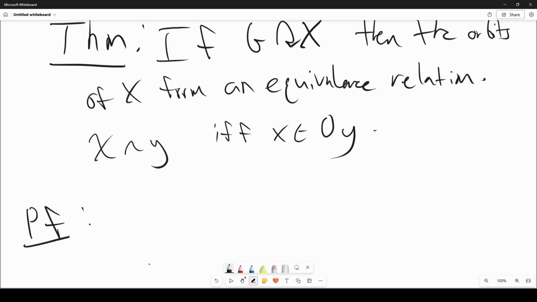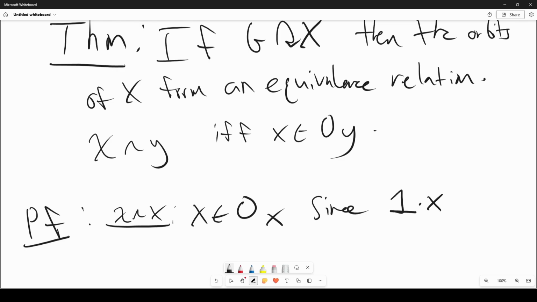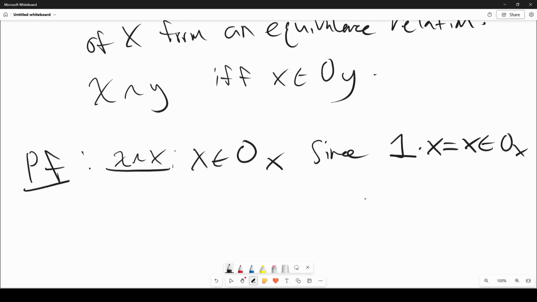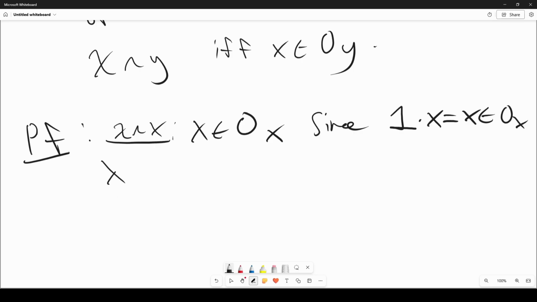So first we need to prove three properties to know we have an equivalence relation. The first one is reflexivity. So we need to show that X is equivalent to X. Well, pretty clearly, X must be in the orbit of X, since we get that 1 dot X, which equals X, is in the orbit of X. Since, remember, the orbit is all those elements G dot X for any group element in G, and the identity is in G. So, of course, X has to be in the orbit of X. And this just implies that X is equivalent to X by our definition.